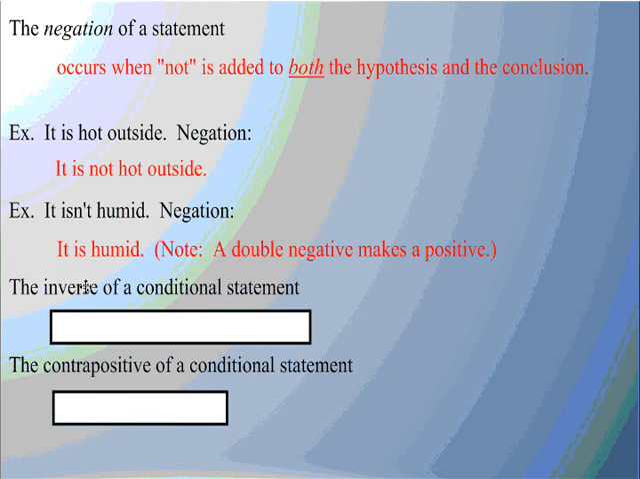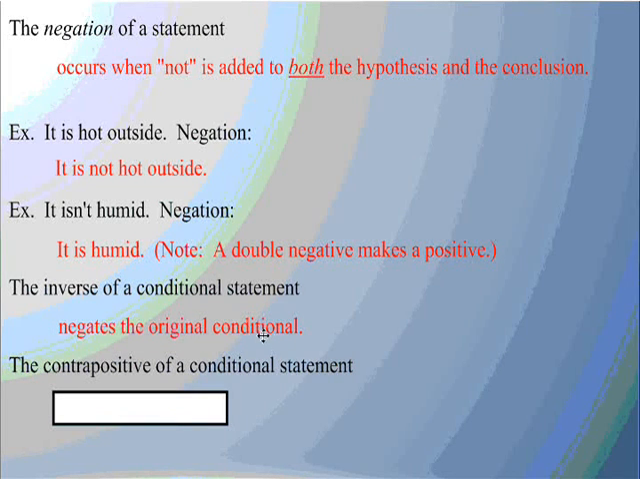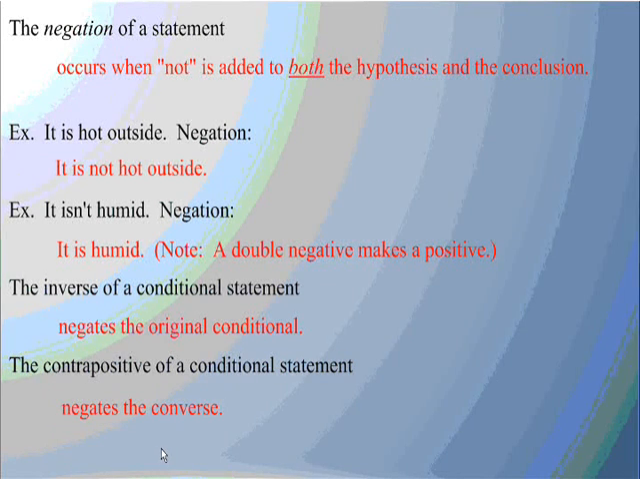Okay, and then our next statement is going to be the inverse. In the inverse of a conditional statement, we are going to negate the original conditional. So whatever that if-then is, we are going to add not to that. And then the contrapositive of a conditional statement negates the converse. So when we flipped the if and the then, that's the one we would negate this time with the contrapositive.